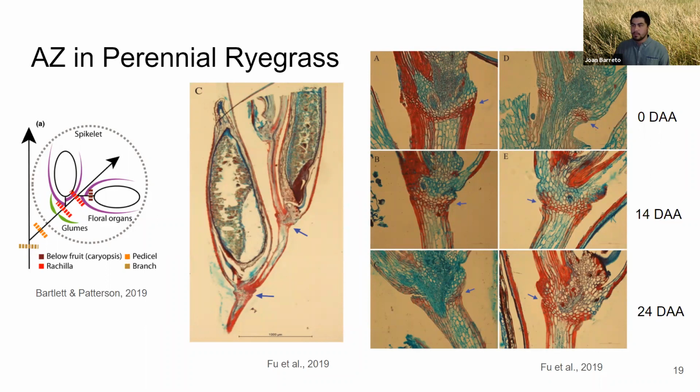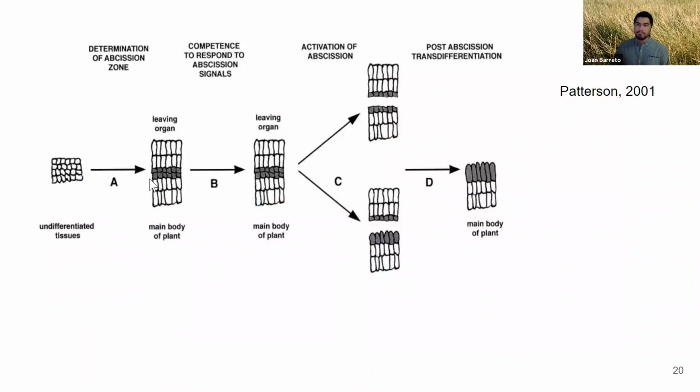There have been several proposed mechanisms, but this is a generalized approach to understand what the process of abscission is. The main point here is that there are 4 steps for this to occur. The first is the determination of the abscission zone. From normal tissue, it transitions into the differentiation of the abscission zone. Then there is a response to the abscission signals, which is highly controlled by hormones. After that, there is an activation of the abscission, which can involve elongation of the cells or not. The reason there are 2 pathways is that it is not yet clear whether this is an essential part of the pathway or just happens as a consequence. And then the last step is the abscission differentiation of the tissue.